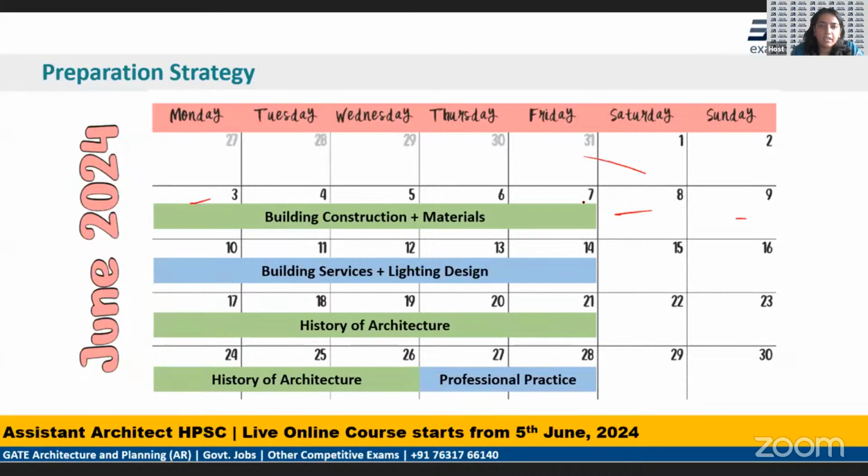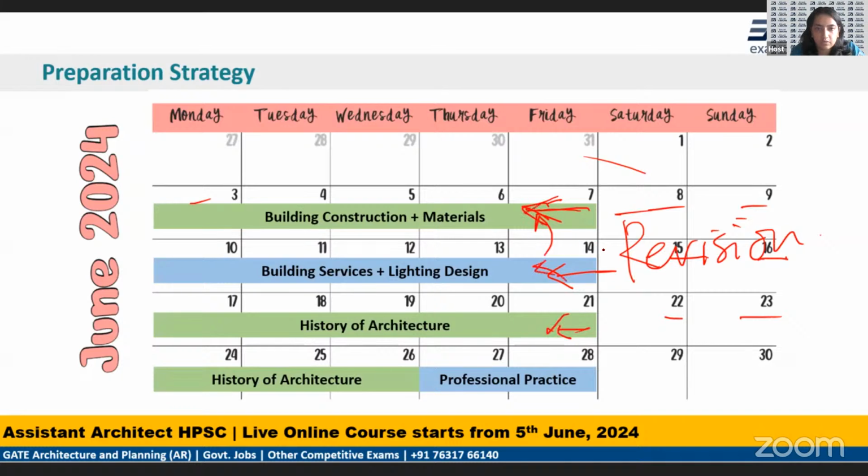If I study from Monday to Friday, then on Saturday, Sunday, what we can do is use all of this for revising what I've studied in the previous week. So let's say on 8th and 9th of June, I revise what I've studied, that is building construction materials. On the 15th, 16th June, probably I can revise building services, plus give some time for revision of building construction materials. Same, on 22nd, 23rd June, I can revise history and brush up building services and building construction.